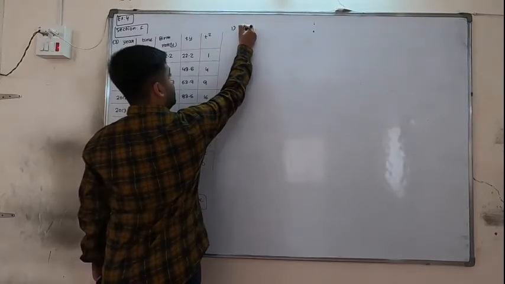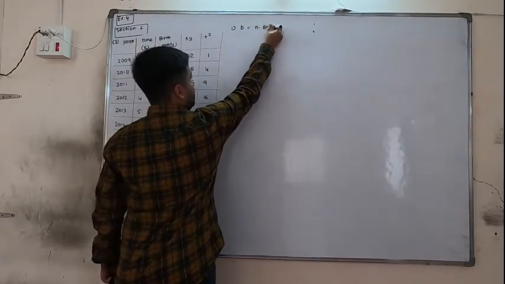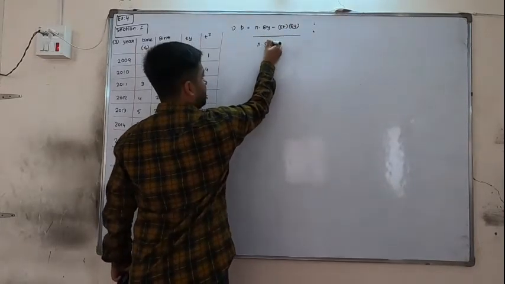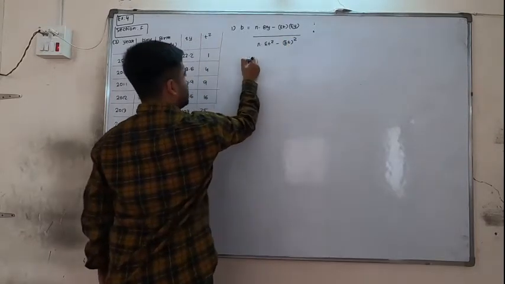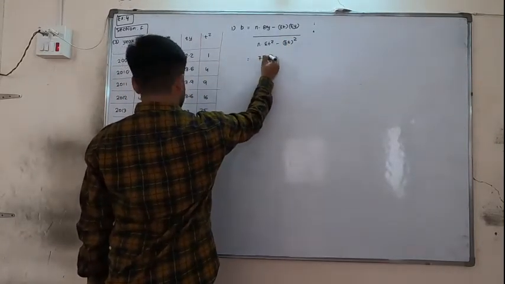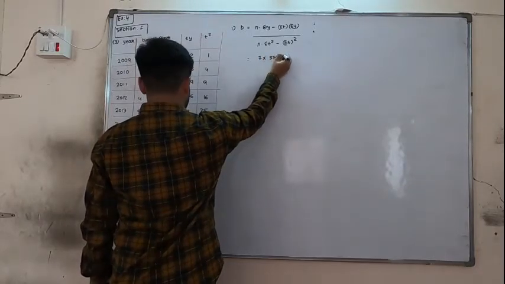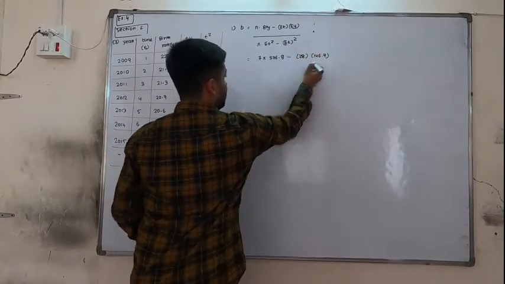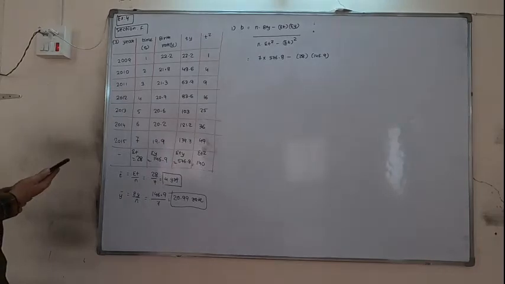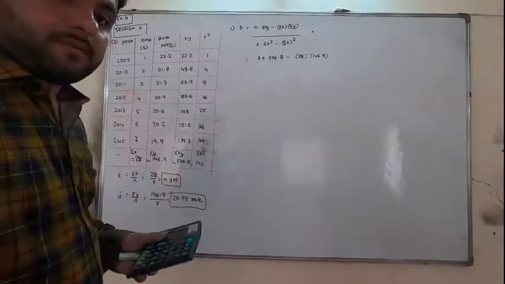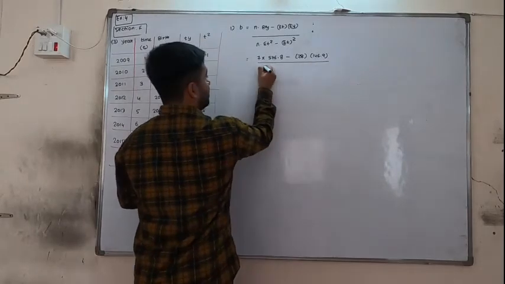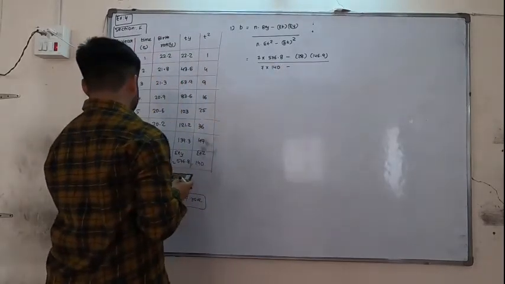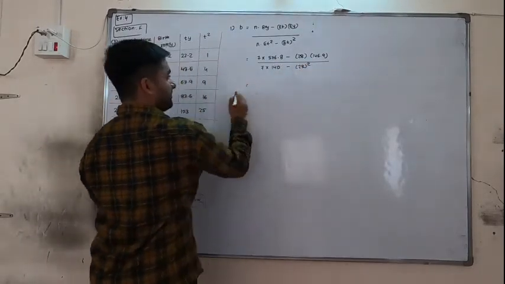First step. B is equal to n into sigma ty minus sigma t multiply sigma y, divided by n into sigma t square minus sigma t whole square. N is 7, sigma ty is 576.8, sigma t is 28, sigma y is 146.9, sigma t square is 140, and sigma t whole square is 28 whole square.